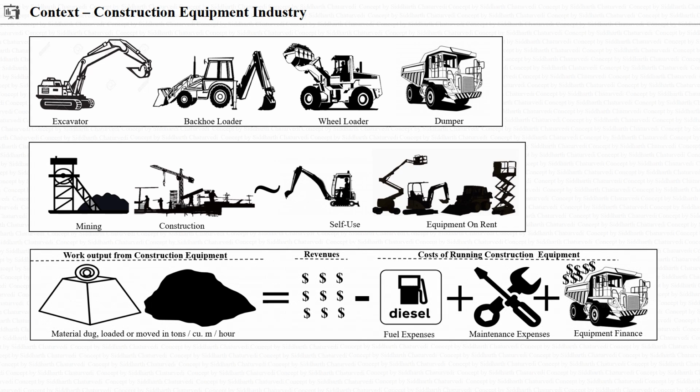Construction equipment deliver output in terms of tons or cubic meters of material dug, loaded or transported per hour. Machines consume a significant amount of fuel and are expensive to maintain for each hour of their operation. Equipment is generally financed by financial institutions due to their high initial capital cost, which can range between thousands to millions of dollars apiece. The financial and operating costs are factored in by customers when calculating their profits.